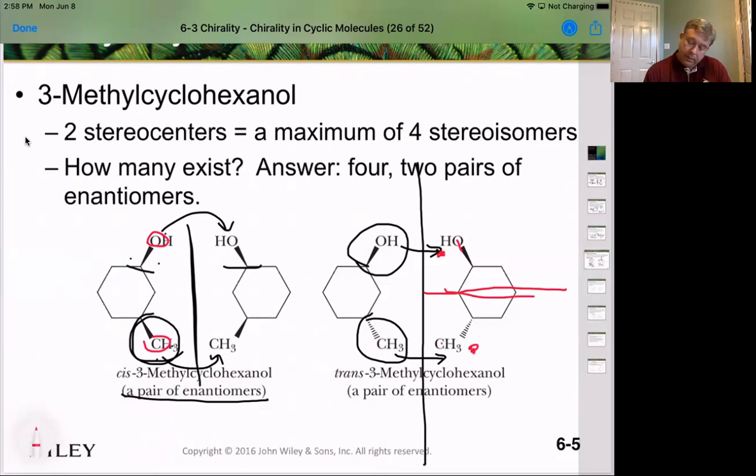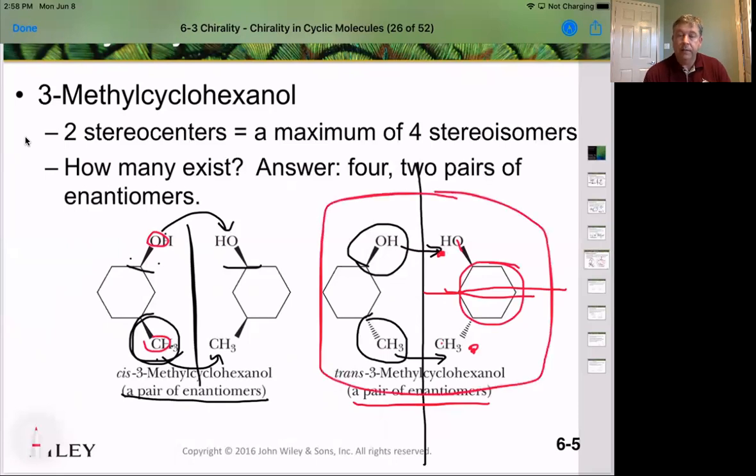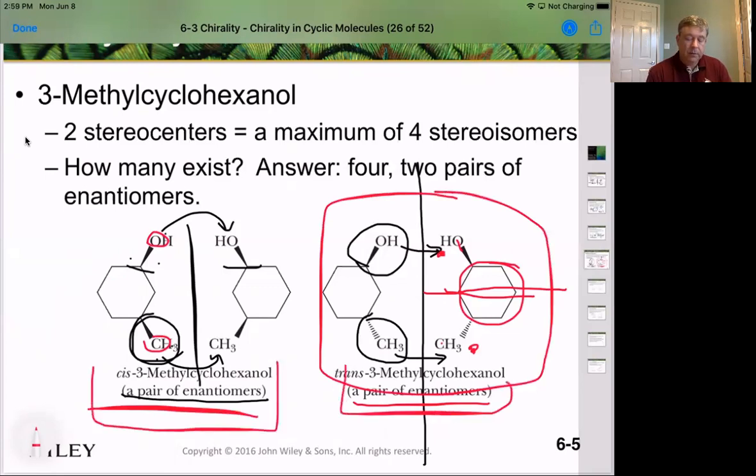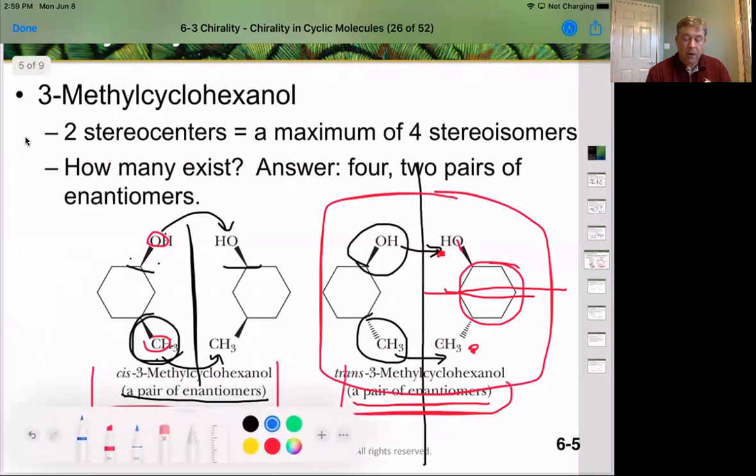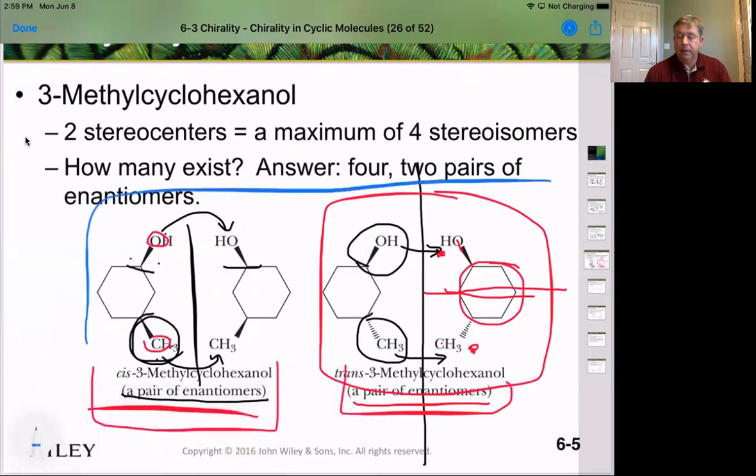There is no plane of symmetry through the middle of this. So therefore, that means we have a new pair of enantiomers, okay? So we have non-superimposable mirror images. We have no planes of symmetry in either compound. So we have a pair of enantiomers, a pair of enantiomers, and the set of all 4 of them is our set of diastereomers. 2 stereocenters, a set of 4 stereoisomers.